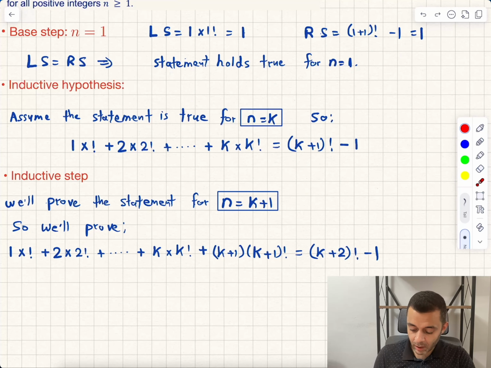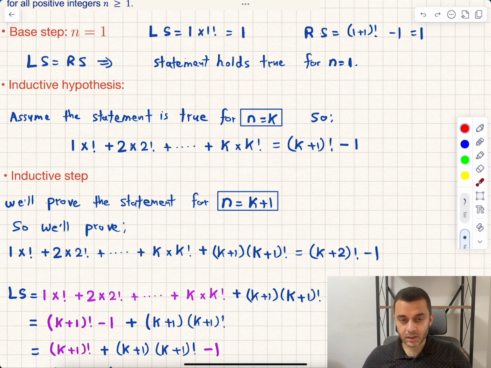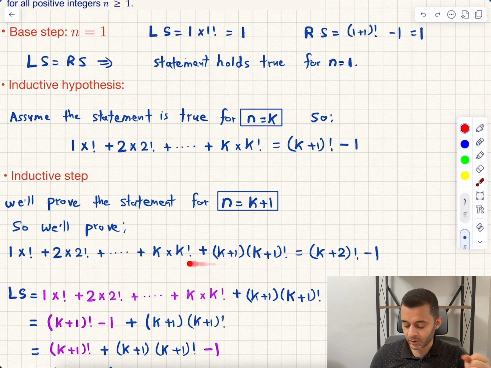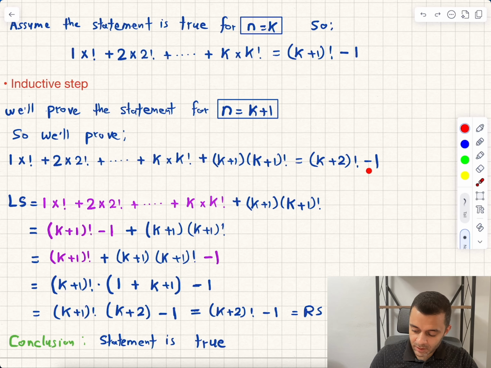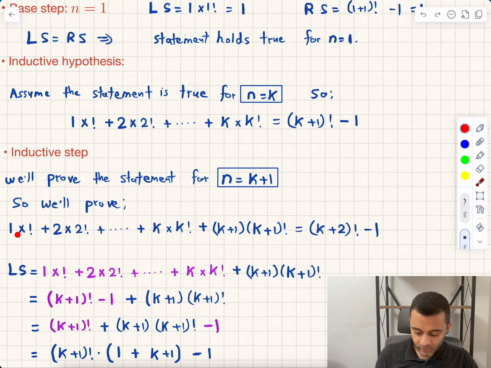Keep in mind, we still need to prove this true. So now here we'll see the steps. Here we use our algebraic skills, our logic, or any knowledge we have to prove what we need. We will prove this statement for n equals k plus 1. So we will start with the left hand side. We work on it till it becomes the right side.